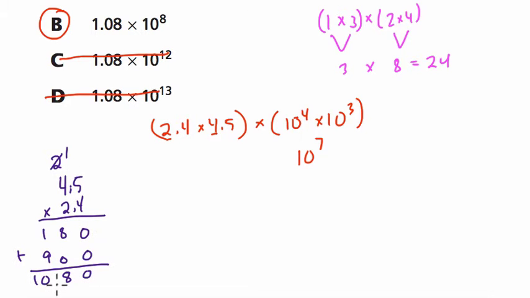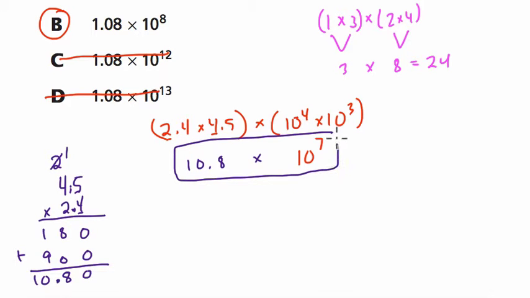Then we move our decimal over twice. We carry these two places over, and our answer is 10.8. So that means 2.4 times 4.5 is 10.8. So we have 10.8 times 10 to the seventh. However, this is not the answer because it's not yet in scientific notation. The first number in scientific notation has to be between 1 and 10. Also, none of the choices here have a 10 in the beginning.